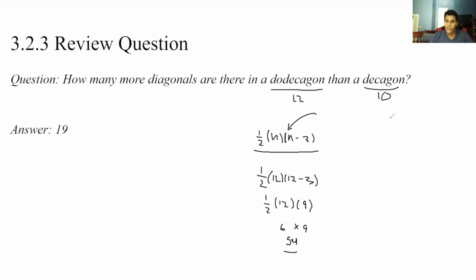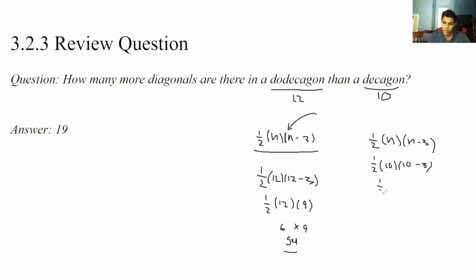All right, now I need to find how many diagonals there are in a decagon. So I write out my formula again, which is 1/2 times n times n minus 3, and substitute in 10 for n. So 1/2 times 10 times 10 minus 3 gets me 1/2 times 10 times 7.